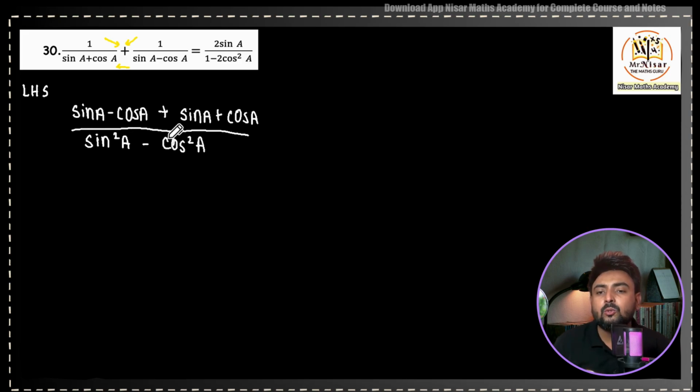Okay, now what we want is 2 sine a in the numerator. So are we getting 2 sine a? Yes, minus cos a plus cos a is going to cancel, minus cos a plus cos a is 0, and sine a plus sine a, we are going to get 2 sine a.